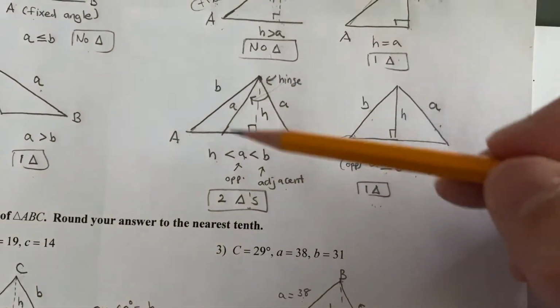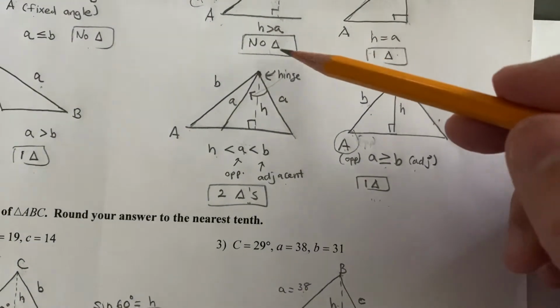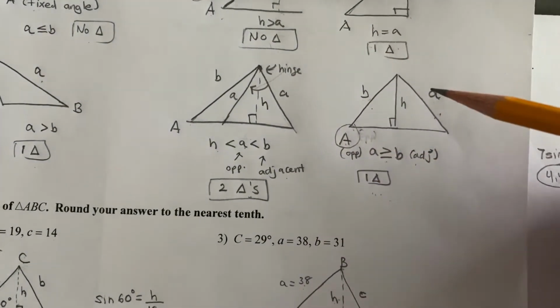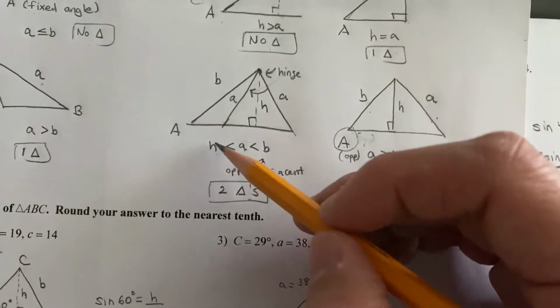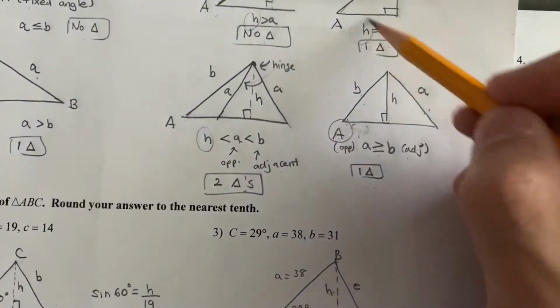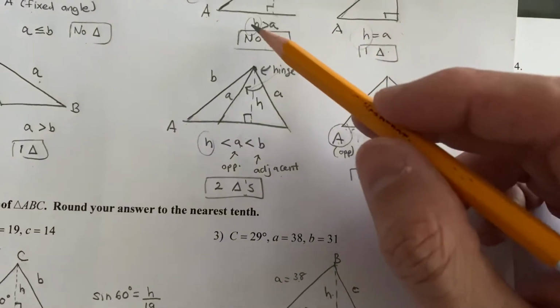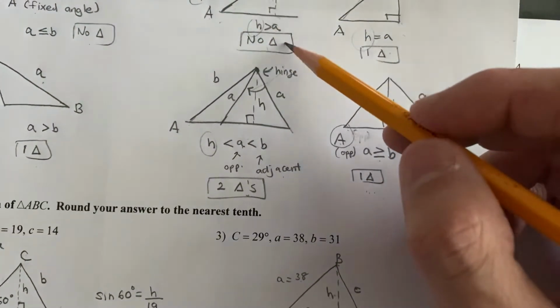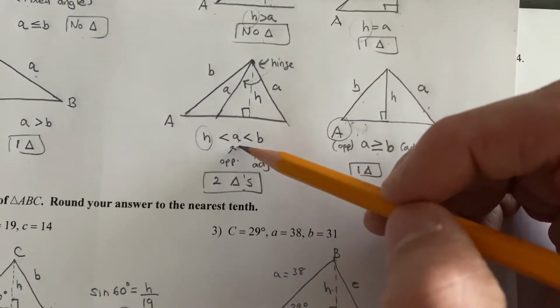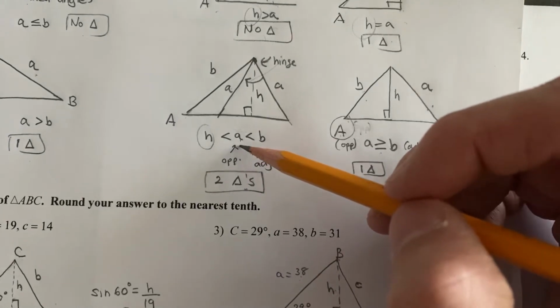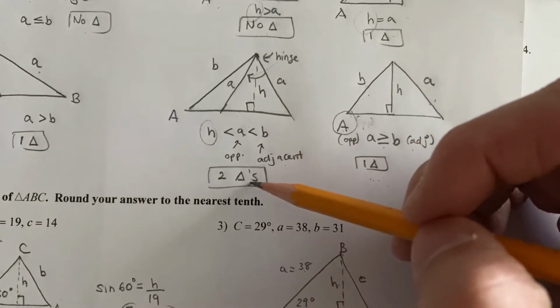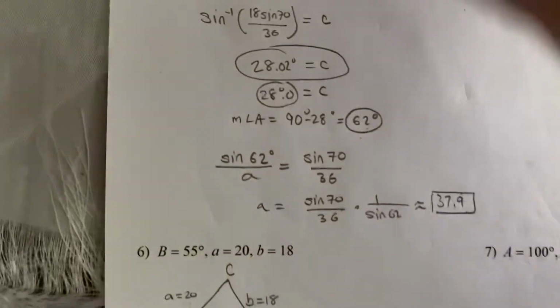And the way we deduce whether there's one, none, or two is we have to compute what the height is in each one of these. So if the height is equal to the opposite side, it's one. If the height is greater than the opposite side, it's none. If the height is less than the opposite side, then we know there's going to be two triangles, okay? So let's compute what the height is.